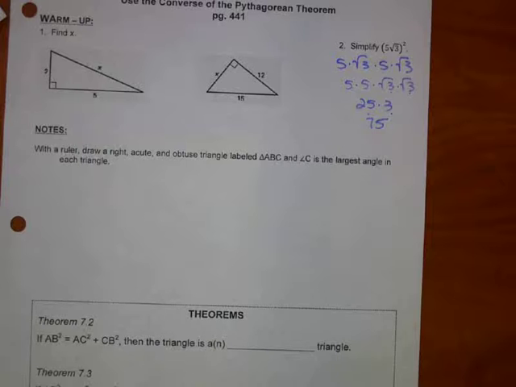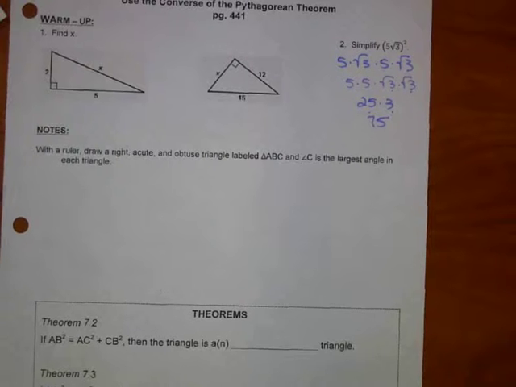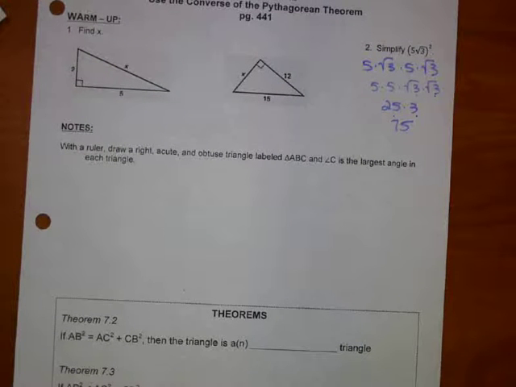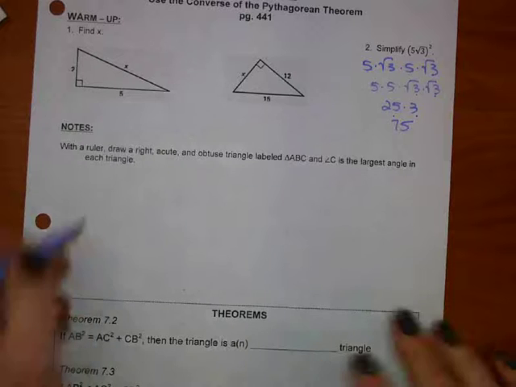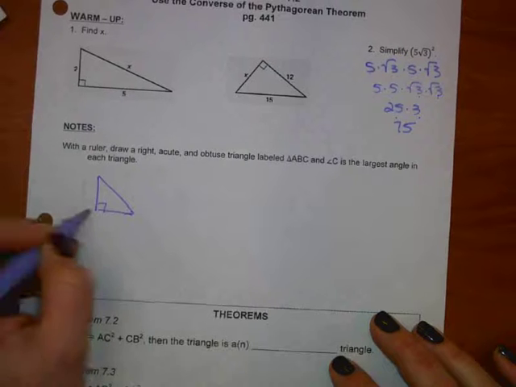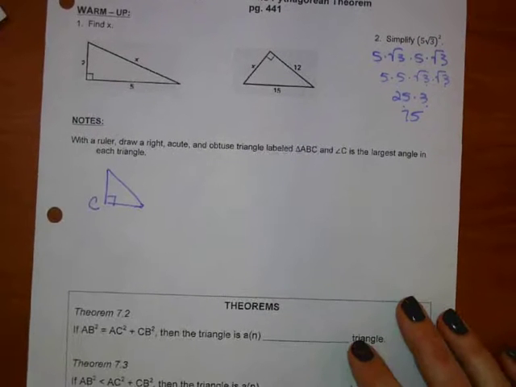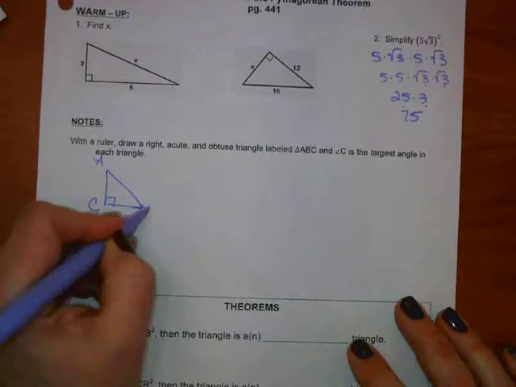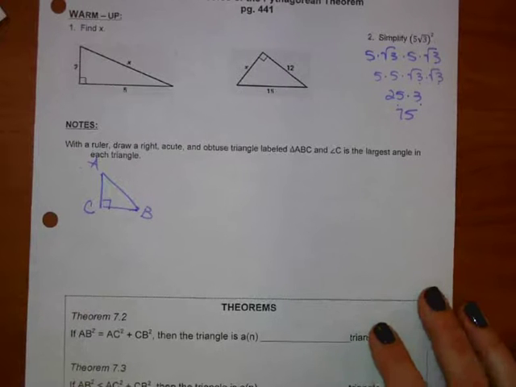Let's look at this. We don't need to use a ruler. We're just going to kind of draw a right, an acute, and an obtuse triangle labeled triangle ABC. And angle C is the largest angle in each triangle. So let's start with the right. What's the largest angle in a right triangle? Right. So it's going to be something like this, right? And where is C going to be? Here. And then I'll just make that one A and that one B.